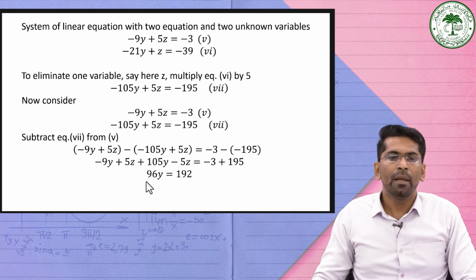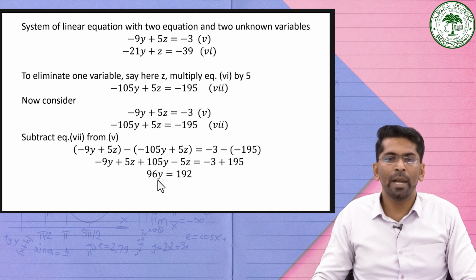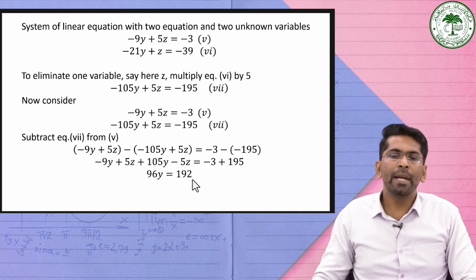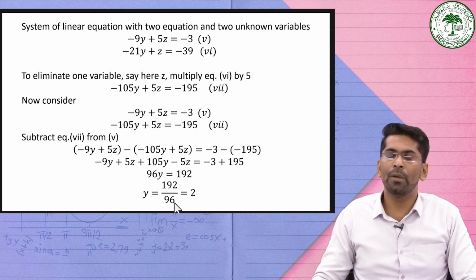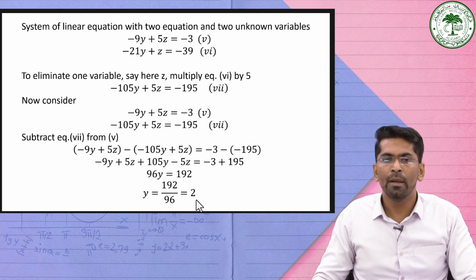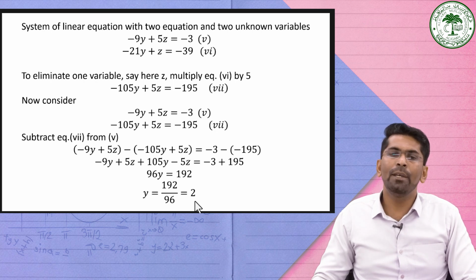So we can go for simplifying it. See, plus 5z and minus 5z will be cancelled out. Then minus 9y plus 105y is equal to 96y, minus 3 plus 195 is equal to plus 192. By dividing both sides of the equation by 96, 192 divided by 96 is equal to 2. So here the value of y is equal to 2.